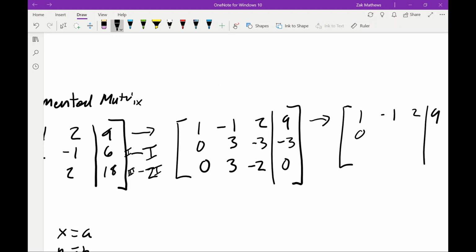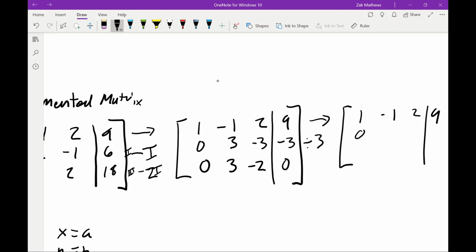There's multiple ways we could do this, but the easiest way to get your 1s is always just to divide by that number. Could I, if I wanted to, subtract from this 2/3 times this? Yes, I could do that. That'd be a pain in the butt. I could. Could I have added 2 times the first row to this?